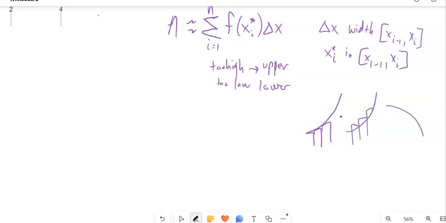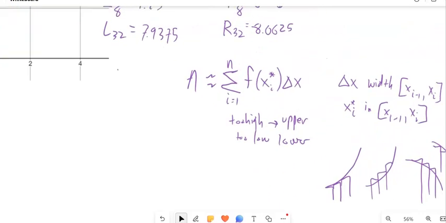And if the function's decreasing, my left is going to be too high and my right is going to be too low. So the function will do both, right? So really, I can only be certain about it without doing additional tests if it's increasing. The other thing I know is that as n gets bigger and bigger, this thing gets more and more accurate.